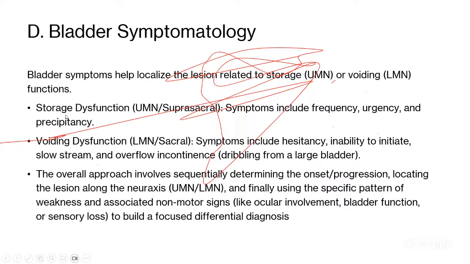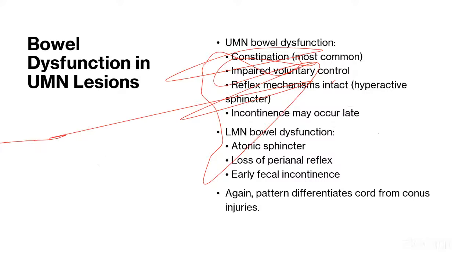So bladder symptomatology: storage dysfunction, or it's a voiding dysfunction. Next, bowel dysfunction. In UMN bowel dysfunction, they may present with constipation, impaired voluntary control, reflex mechanism is intact, so hyperactive sphincter will be there. Incontinence may occur in very late cases. Whereas in LMN bowel dysfunction, they'll have atonic sphincter, loss of perianal reflex, early fecal incontinence. Again, this helps us to differentiate the cord from the conus injuries.